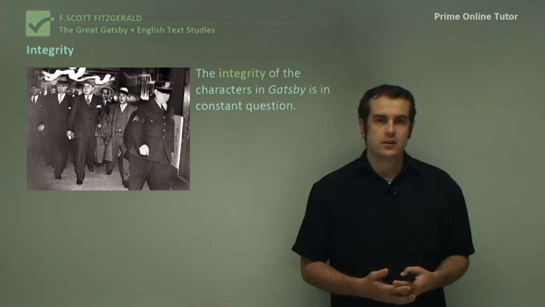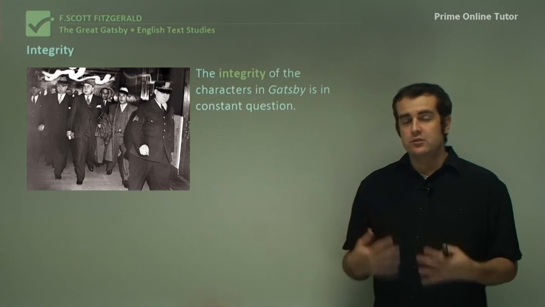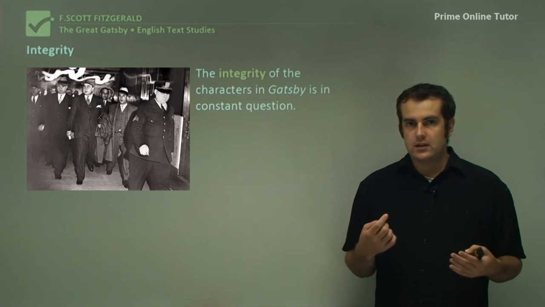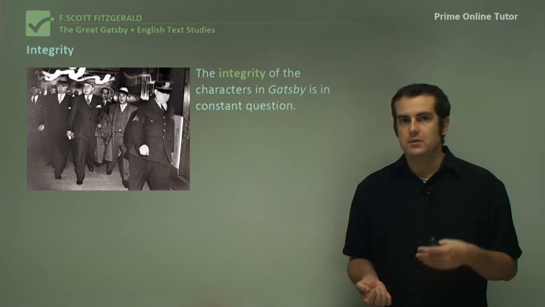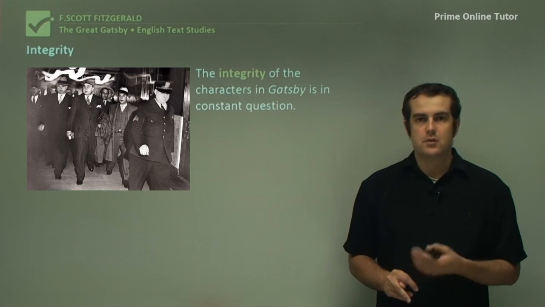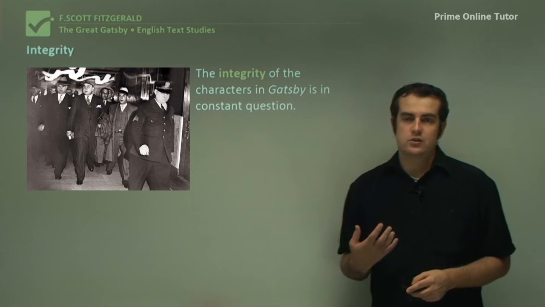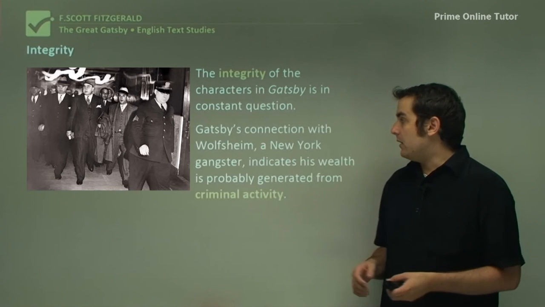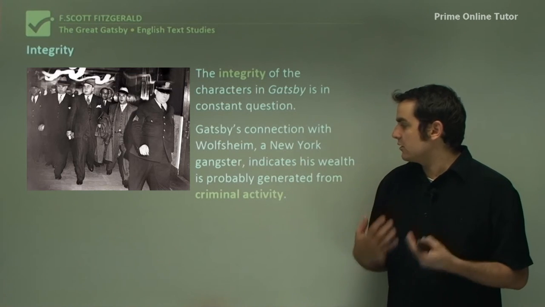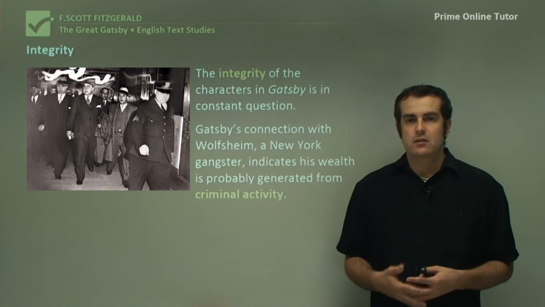Okay, now the idea of integrity also does come up with this idea of ignorance, at least in that it's something that's constantly questioned throughout the story. But it also links into this idea that through this ignorance of others, they have set themselves up as characters who are not really trustworthy, and certainly the integrity of those who have this power and wealth and glory is constantly questioned by their almost lack of morals at times. Gatsby's connection with Wolfsheim, who is a New York gangster, for instance, indicates wealth generated probably from criminal activity, and certainly highlights this lack of integrity within his own character.